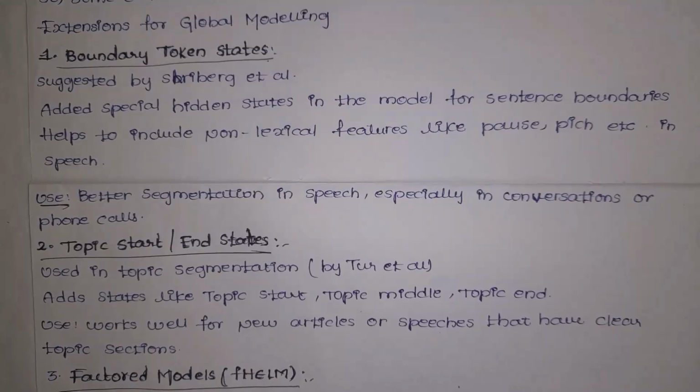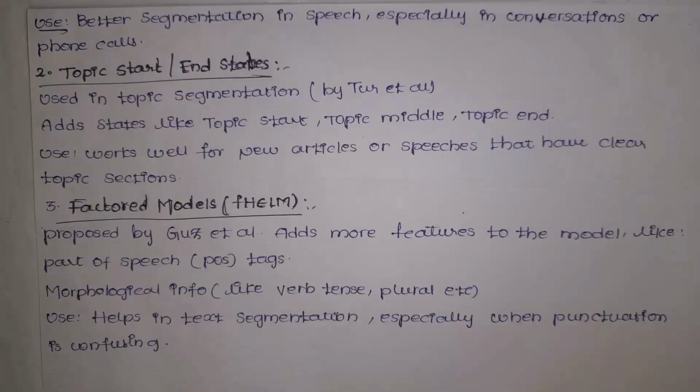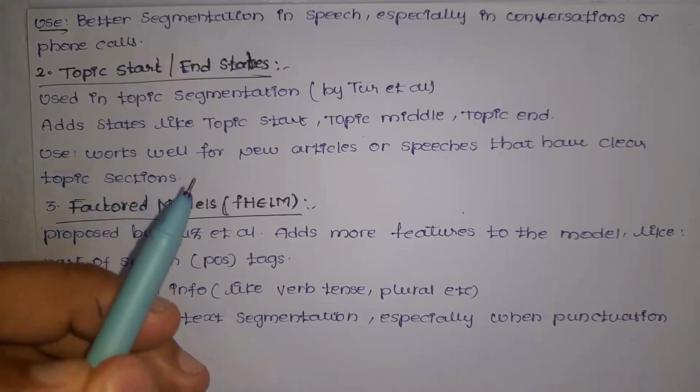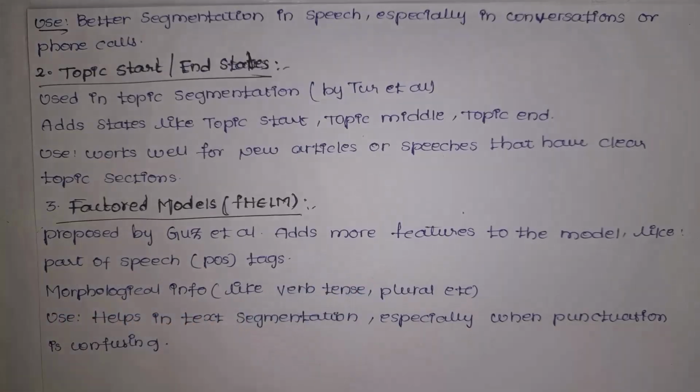And the next extension is topic start or end states. We'll use this extension in topic segmentation. That is, in order to separate topics in a given paragraph. It is suggested by Tur et al. So whenever we give a complete paragraph, this model can identify where a topic starts, what the middle part of the topic is, and where the topic ends. This extension works well for news articles as well as speeches.